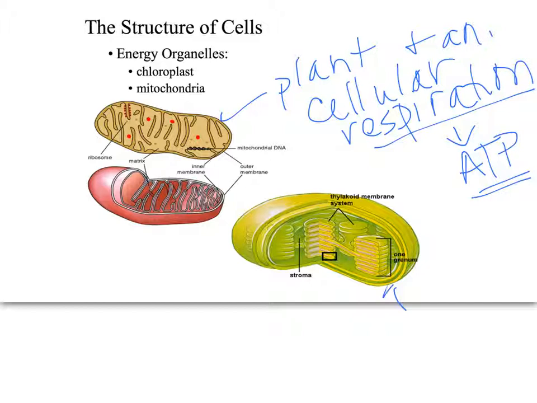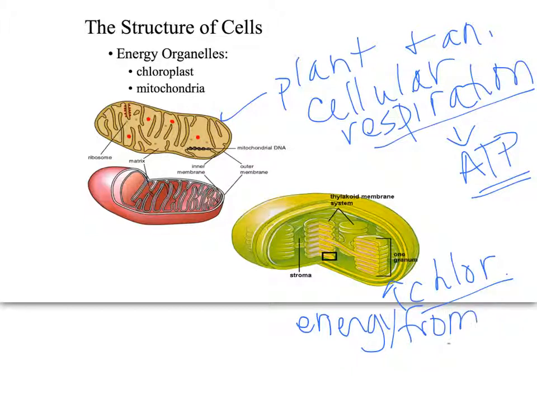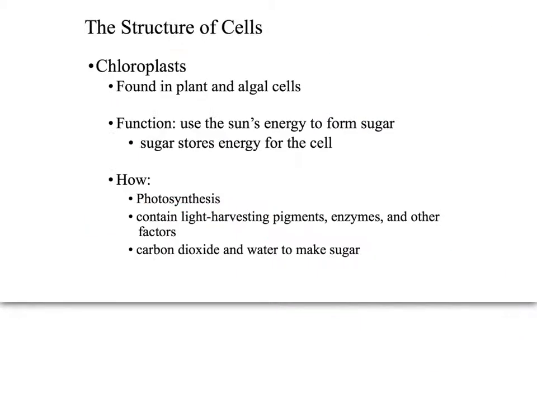Okay, this is a chloroplast. Chloroplasts are found in plants and algae. What they do is take energy from the sun and make glucose. Okay, so here's more information about the chloroplast.